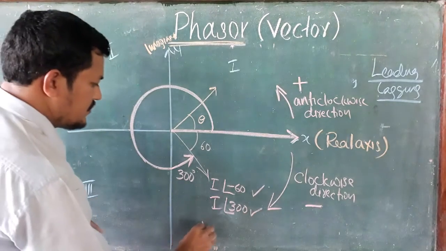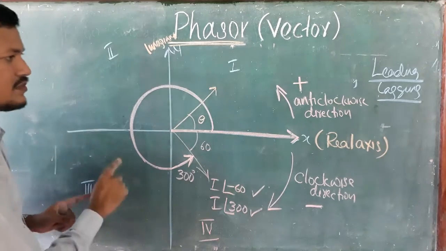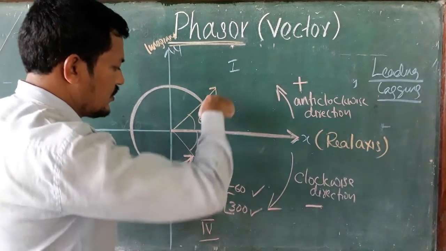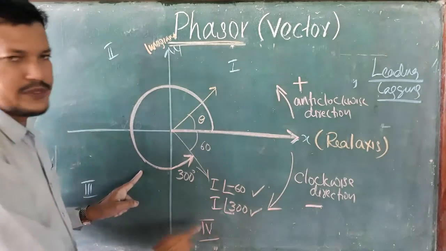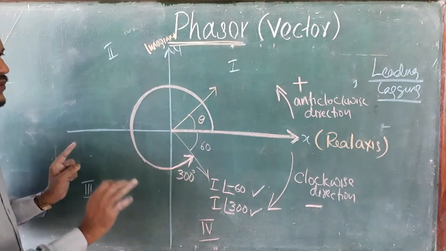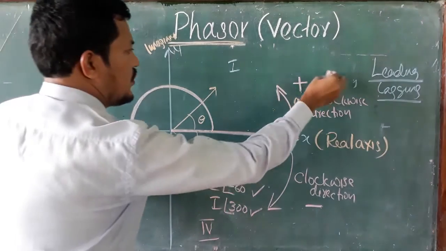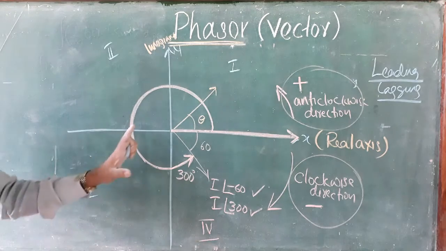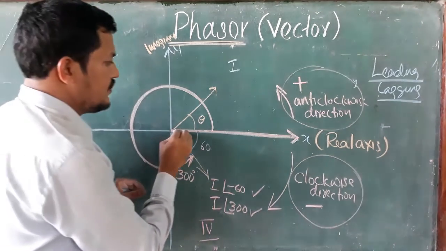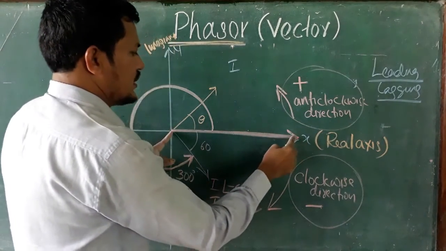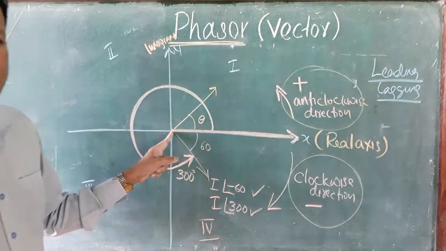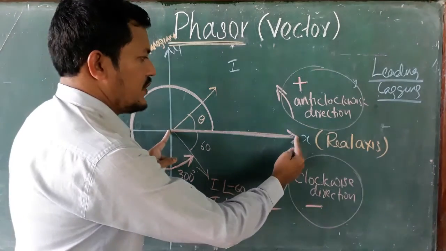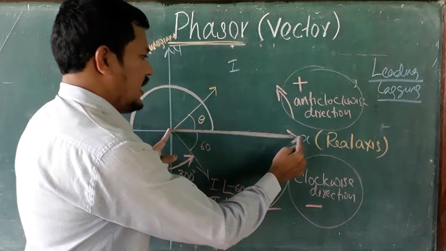So just remember, anti-clockwise we have to write positive, and clockwise we have to write negative. Clear? Every time you have to remember these 2 points, because we are measuring with respect to the positive real axis, and all the calculators take the positive real axis as reference.